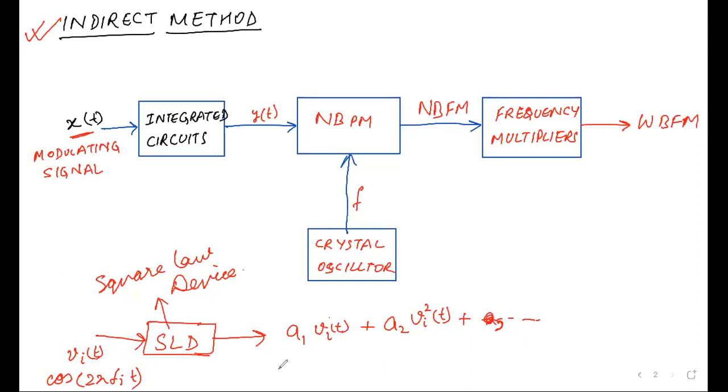We will get cos square of 2 pi Fi t, and it can be written as (1 plus cos 2 theta) by 2, so cos 4 pi Fi t by 2. So what we can see here is that we will have two terms. What did we get here? Firstly we have cos 2 pi Fi t, now we will have cos 4 pi Fi t. So the value of frequency is increased by twice.